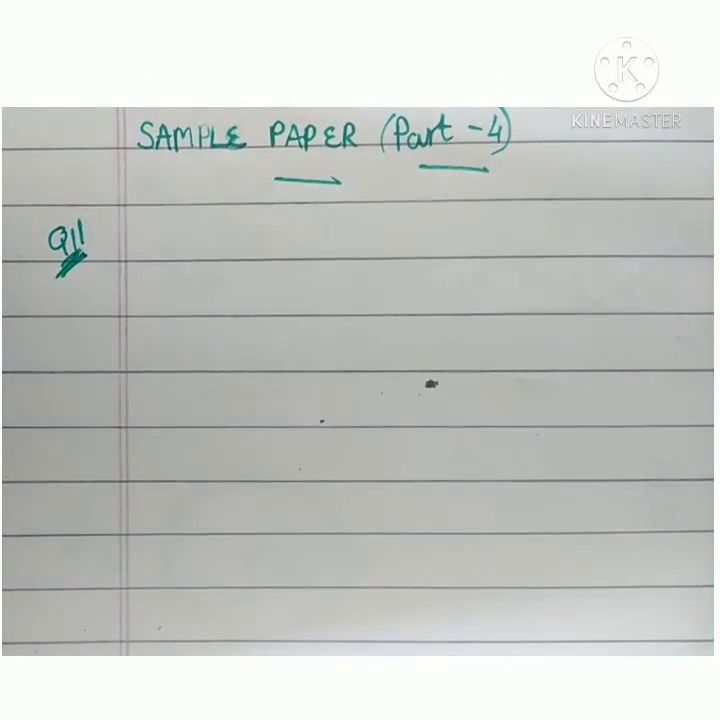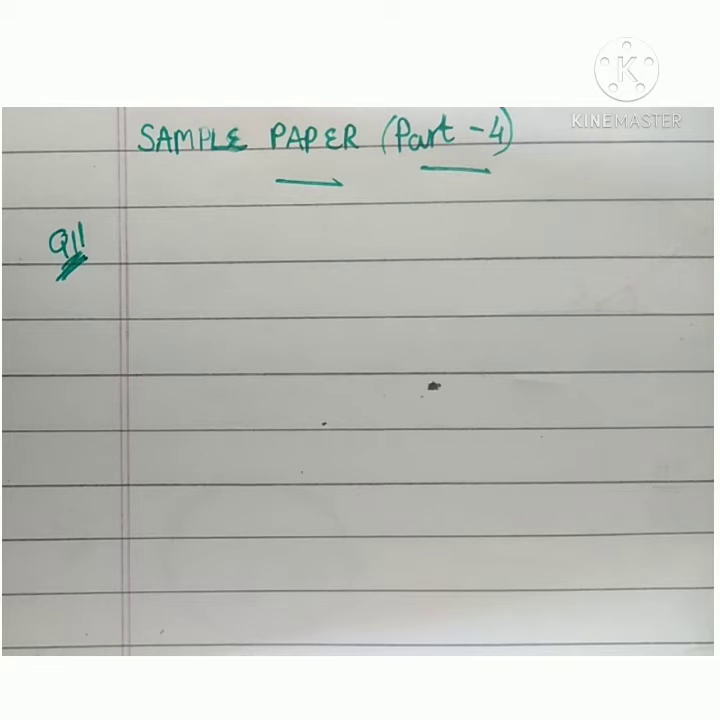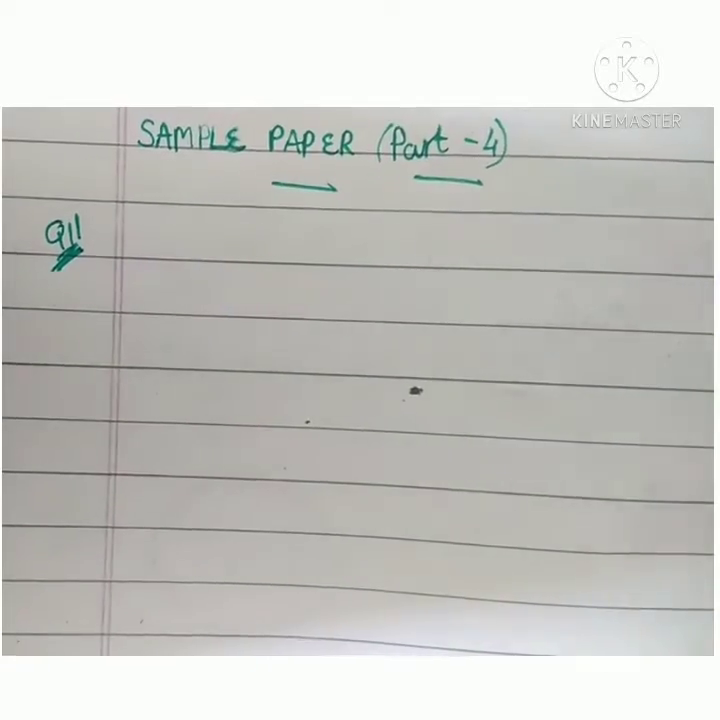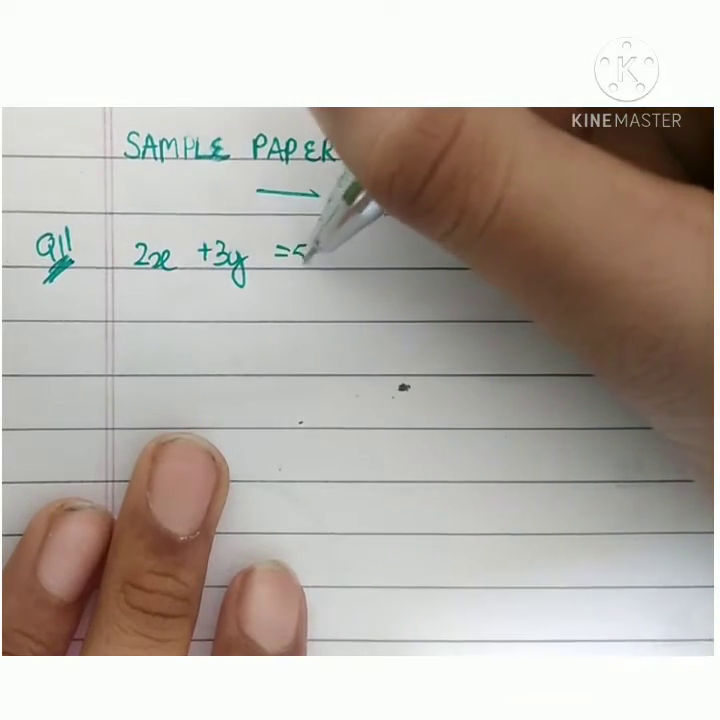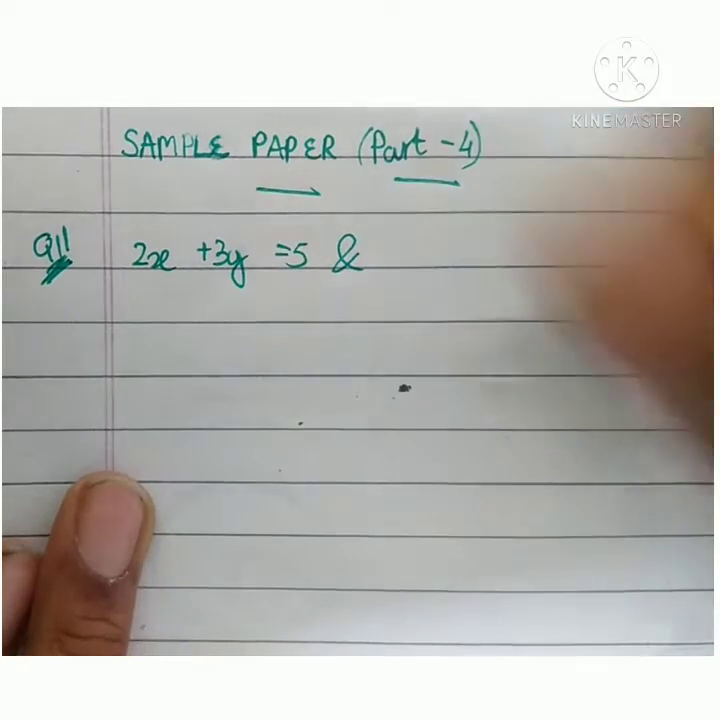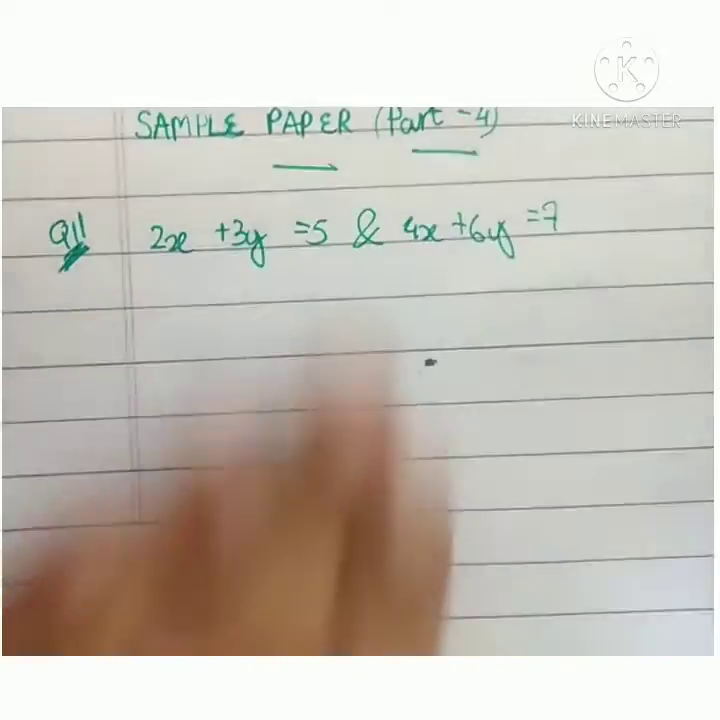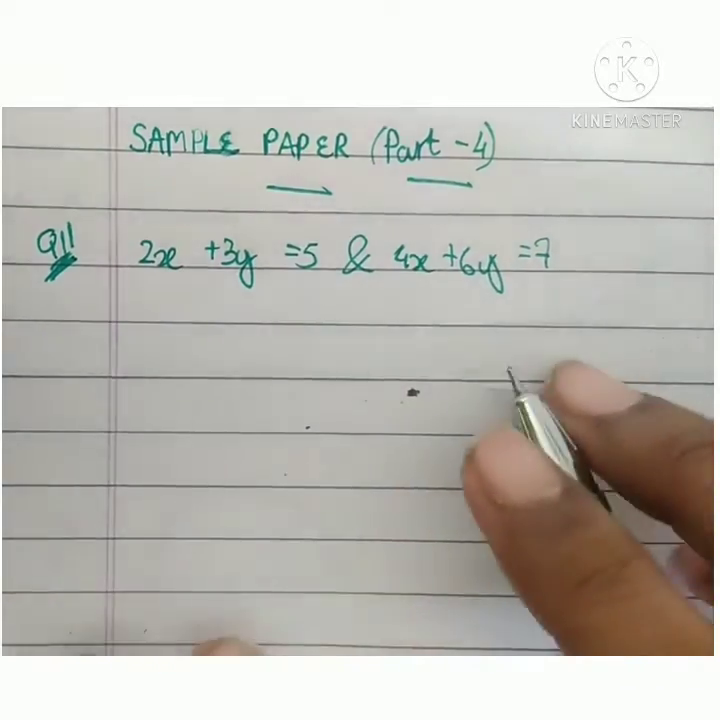It says, what type of straight lines will be represented by the system of equations 2x plus 3y is equal to 5 and 4x plus 6y is equal to 7? So basically this question is asking that there are two equations: 2x plus 3y is equal to 5, and another equation, 4x plus 6y is equal to 7. The question is asking what type of lines, meaning intersecting lines or parallel lines, will be formed when we graph the equations.